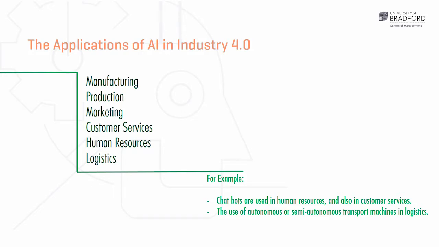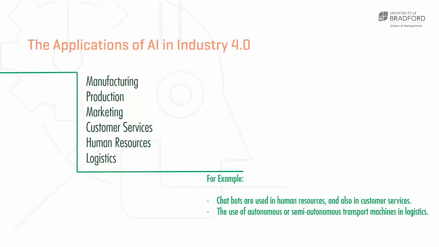It is also applicable in other functional areas of businesses, such as marketing, customer services, human resources, and logistics. For example, chatbots, whether they are used internally in human resource management to communicate with the employees or externally in support of customer services to deal with customer complaints, are typical examples of how artificial intelligence is being used in other functional areas of businesses.